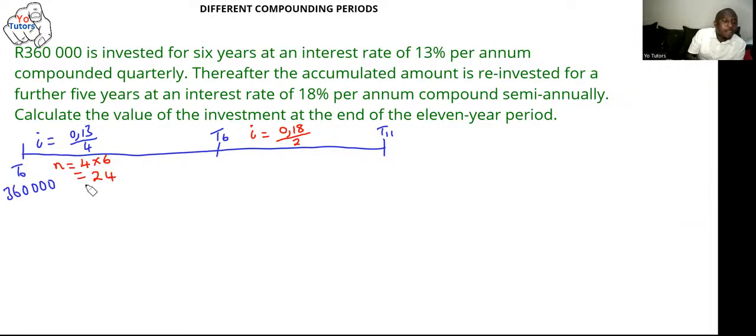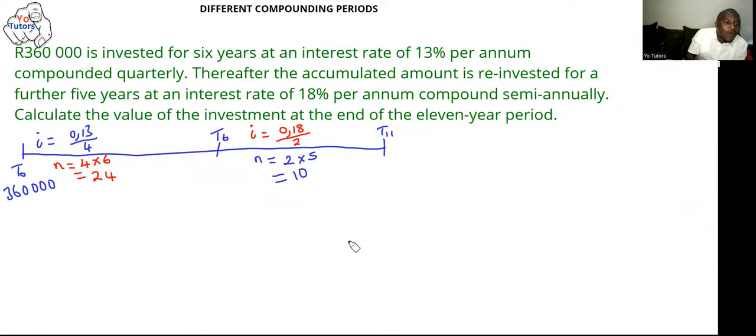What about our N in this case? Our N is for the remaining 5 years, and how many times a year? 2 times. It's going to be 2 times 5, which gives us 10. So you can now see that the N is changing. So it's good that you calculate your N, and also write down your I before you do any calculations.